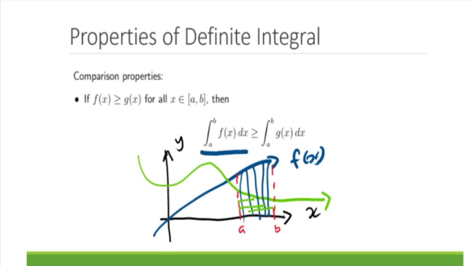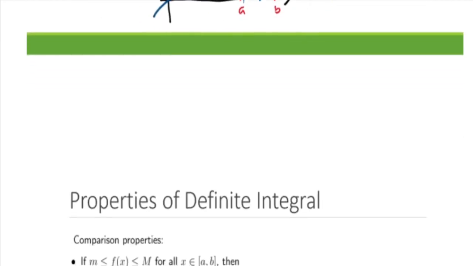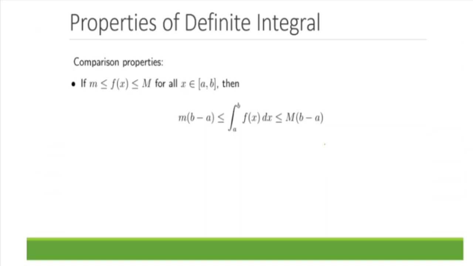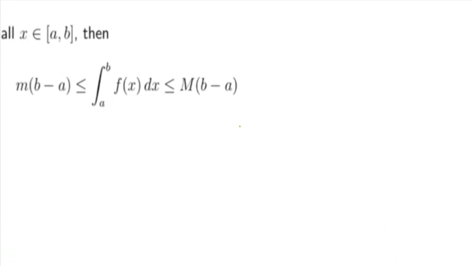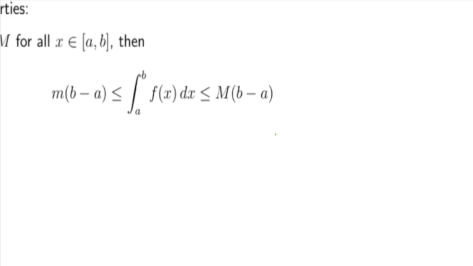Okay? And the last comparison property is that if you have a function which is bounded above by capital M and bounded below by small m, then the definite integral from a to b of f of x dx will be bounded below by small m times b minus a, and bounded above by capital M times b minus a. So what does this mean? Let us draw an illustration.